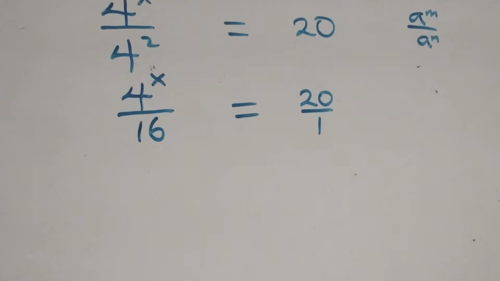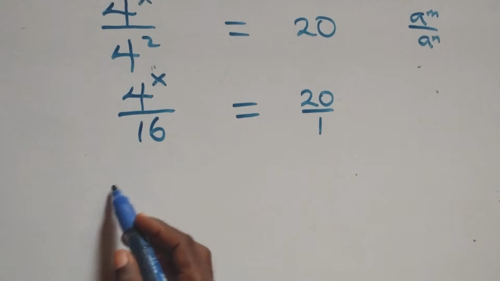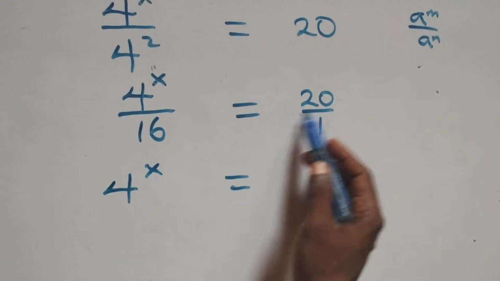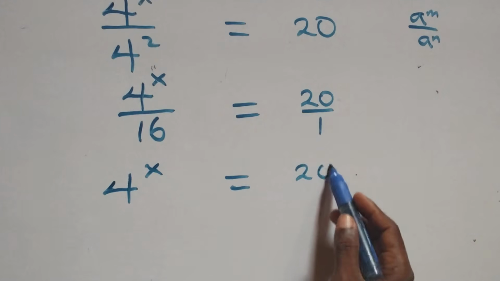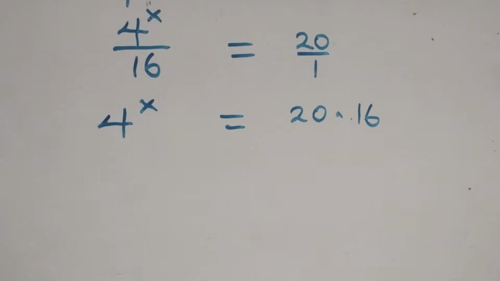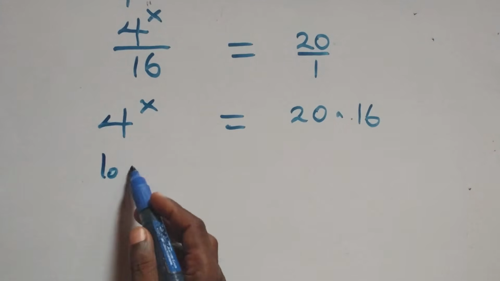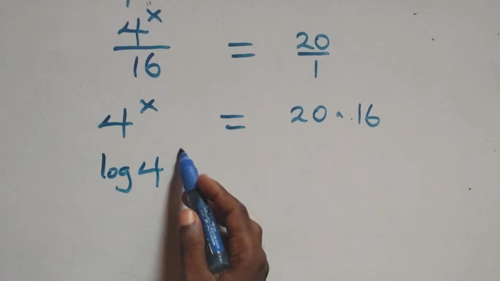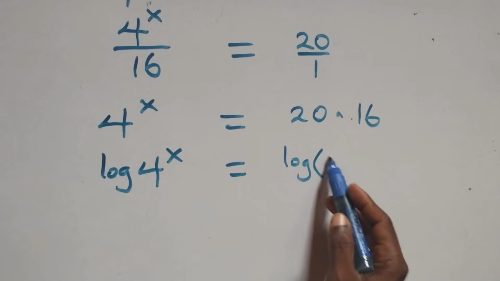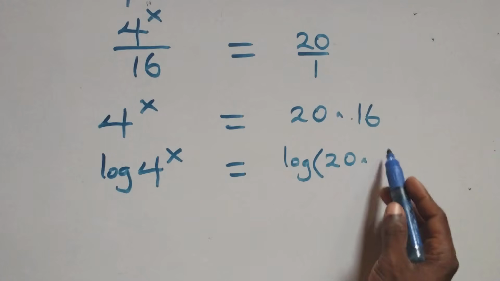The next step here, we cross multiply. 4 raised to power x times 1, same thing as 4 raised to power x, and equals 20 times 16. Now the next step here, we take the log on both sides. Here we have log 4 raised to power x equals log 20 times 16 here.